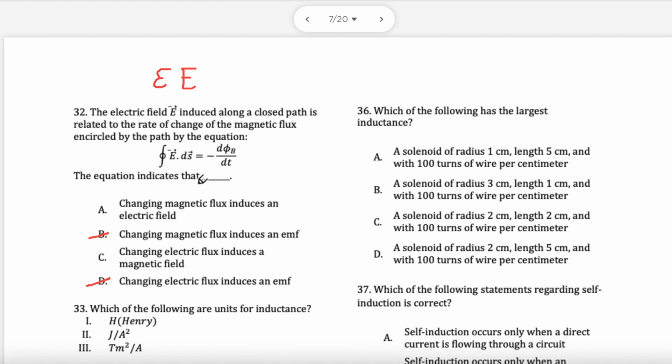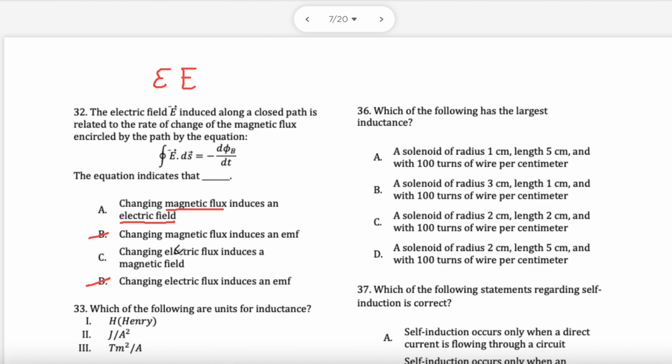What I'm going to do now is see which one corresponds to the letters given in this question. So you can clearly see that I have an electric field, and a magnetic flux, B, magnetic flux. This looks good. Let's check the next one.